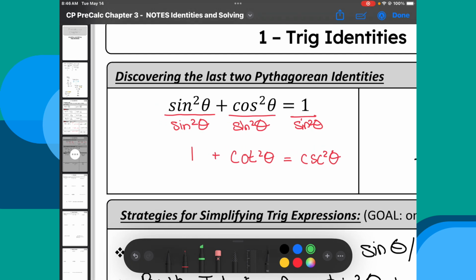the first thing that I said was if you divide by sine squared on all three, sine squared over sine squared would give us 1. Cosine squared over sine squared, cosine over sine is cotangent. And then 1 over sine squared gives us cosecant squared. So that's where that second column of Pythagorean identities comes from.